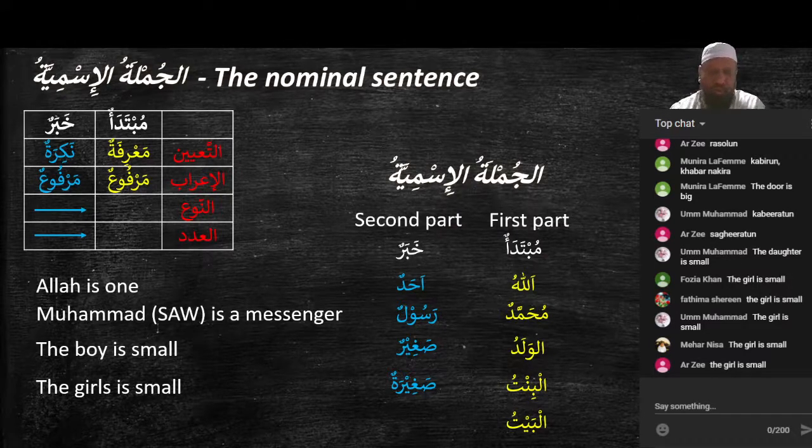The house. Now we need a khabar. So have in your mind, khabar is nakira and in marfu case. And khabar has to match the mubtada in naw and al-adad. So what is al-bayt in terms of gender? Is it mudhakkar or muannas?